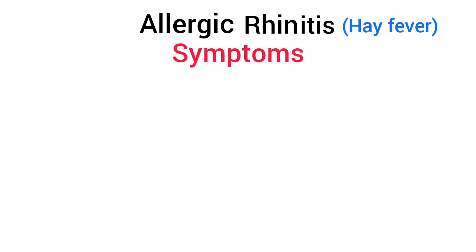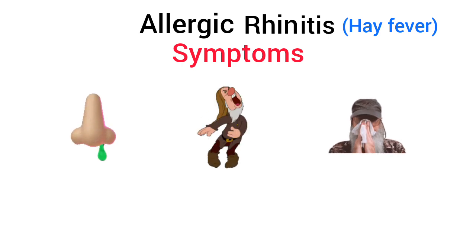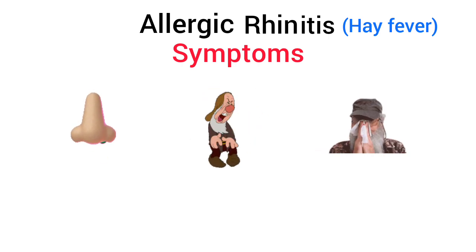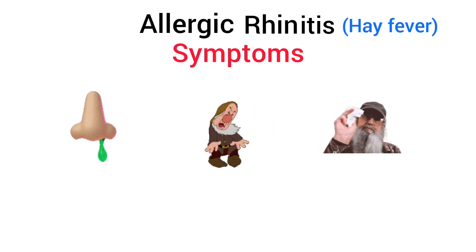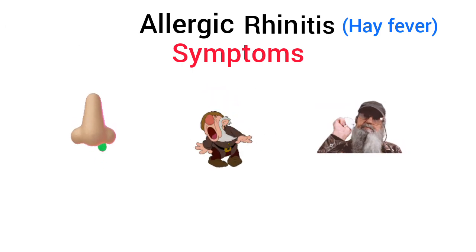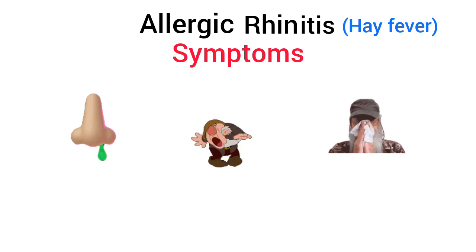Symptoms of allergic rhinitis might include nasal congestion, sneezing, rhinorrhea, which is usually clear in color, itching of the nose, eyes, palate, postnasal drip, frequent throat clearing, and sometimes it might be accompanied by cough.